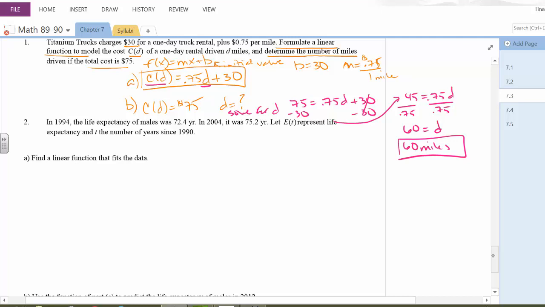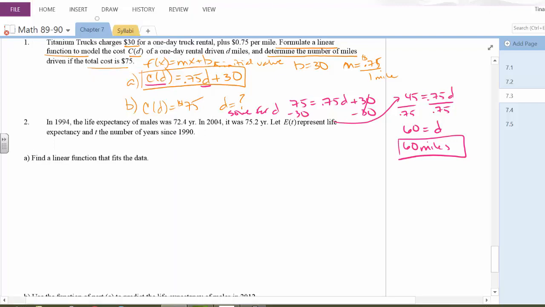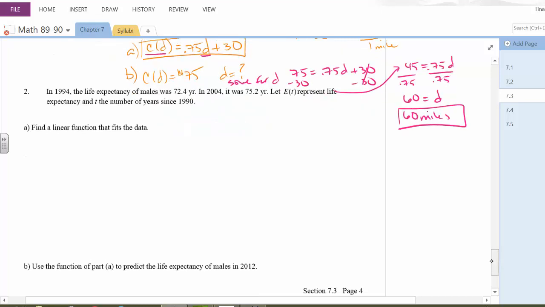And then we'll move on. Okay. So, last one. Now, this particular problem we haven't seen yet, this formula that we have to use. So this one calls for a little bit more work because they don't give us the initial value. So I'm going to kind of give you that hint as we go in to read it for the first time. So number 2, in 1994, the life expectancy of males was 72.4 years. In 2004, it was 75.2 years. So notice they give you 2 data points. And in that case, we have to do a little bit more work.